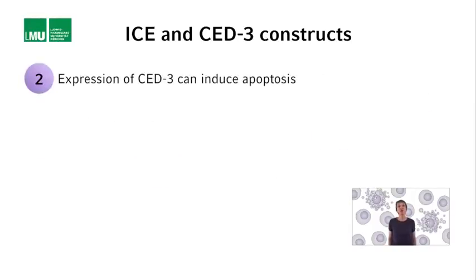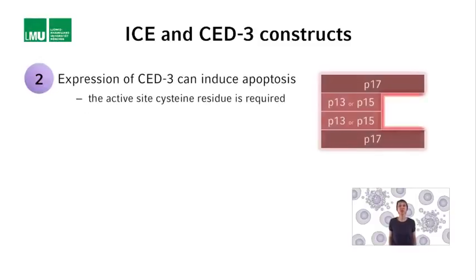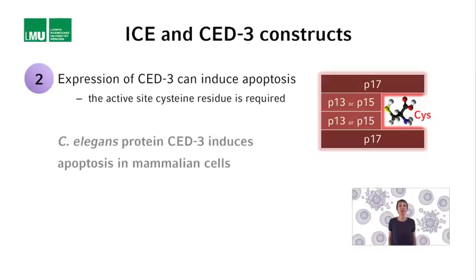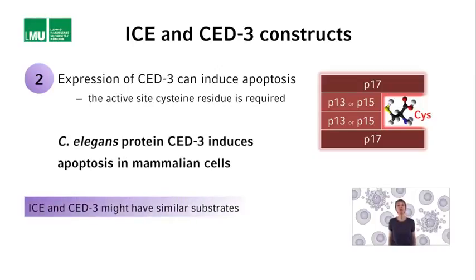Second, they found that the expression of C. elegans Z3 in these cells also induced apoptosis. And again, the active cysteine of Z3 was required for its ability to do so. The protease activity of Z3 is therefore also critical for its function in apoptosis. The fact that C. elegans Z3 could induce apoptosis in mammalian cells furthermore suggested that ICE and Z3 might have similar substrates and that the cleavage of these substrates might be important for a cell's commitment to the apoptotic fate.